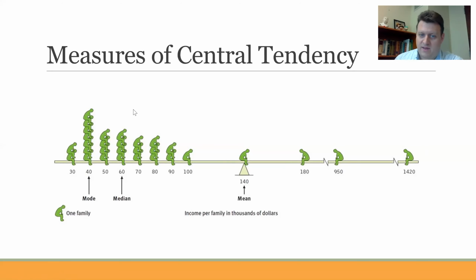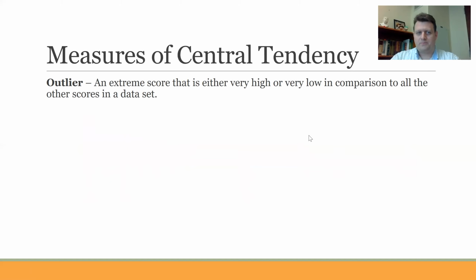So this is problematic. Another way of saying this is that the mean is heavily influenced by outliers in our data set. The median is not influenced by outliers in our data set. So if we have outliers in our data set, the mean is going to change drastically. So what do I mean by outlier? An outlier is an extreme score either at the very high end or very low end of our data set, okay, in comparison to everything else in our data. And an outlier is going to strongly impact the mean of our data set.